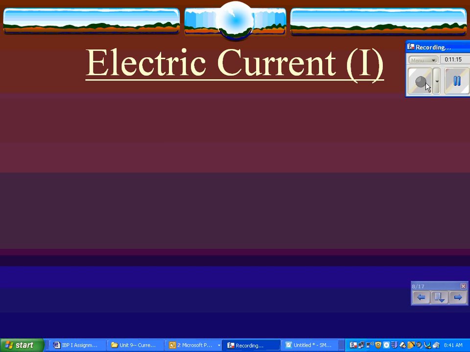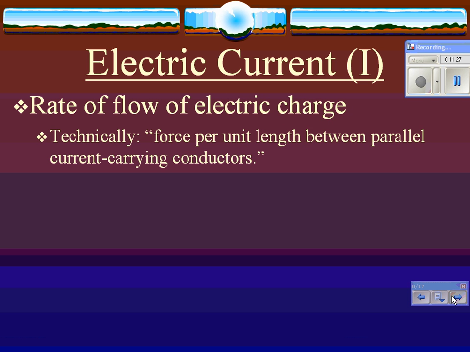So electric current is represented by the letter I. In your equations, whenever you see the letter I, you should be thinking current. Oh, they're talking about current. And basically, you can think of electric current as the flow of electric charge, how fast electric charge is flowing through my circuit.